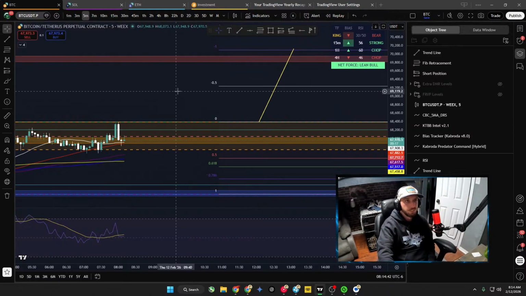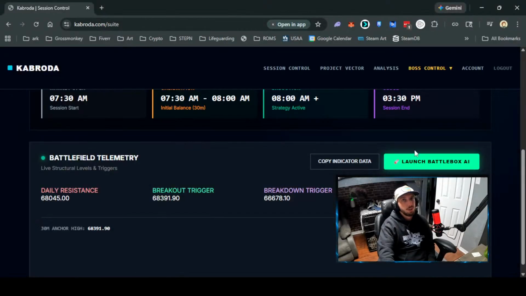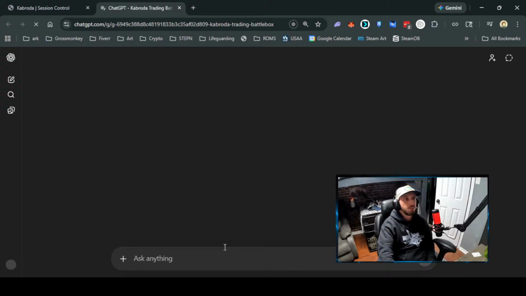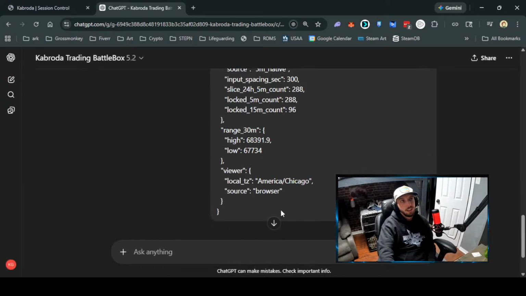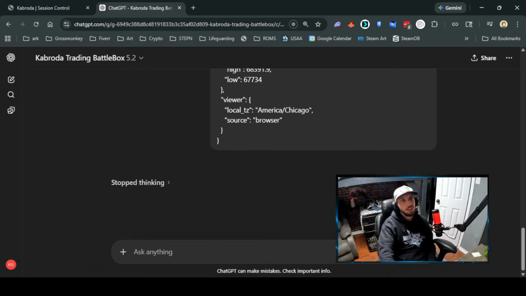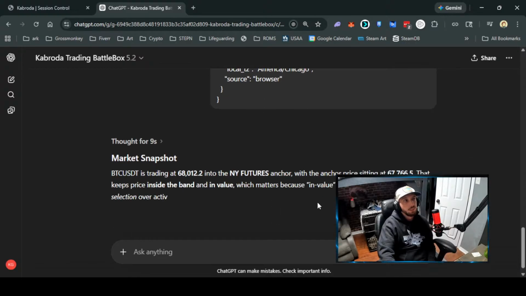As we move into it, let's go ahead and launch our battle box AI here, and I'm going to head back to our other screen. We've got this big green button right next to our copy indicator data. Hit that, and it'll take us to our battle box AI. Then all we have to do is paste in the script that we just copied, and this will give us a little update on what it's doing. I don't know why it stopped thinking. Alright, there we go. That was kind of weird.